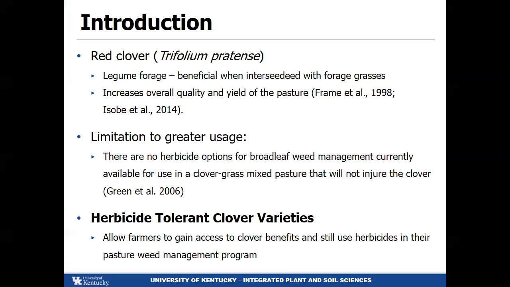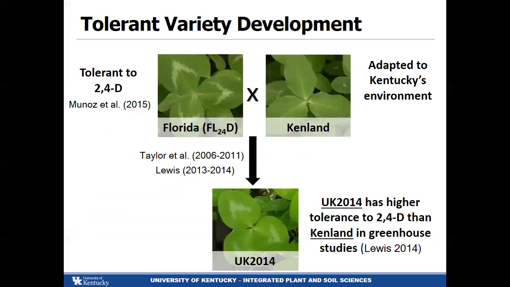However, if you use this clover-grass mixture as we most commonly use it here in Kentucky, you come across a great limitation: the majority of the herbicides utilized in pastures will harm the clover. In fact, in this clover-grass mixture, there are no herbicides available for broadleaf weed control that don't injure the clover. One way to work around this is to develop herbicide tolerant varieties that would allow farmers to gain access to the benefits of the clover and at the same time maintain herbicides as a feasible option for weed control.